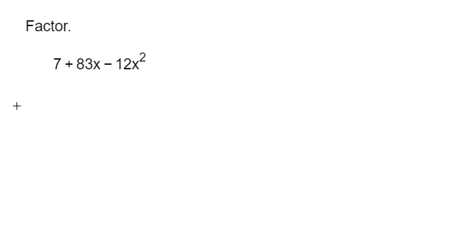So here, what we want to do, we talked about this previously. You want to write this in order from highest to lowest power. So you're going to start with the x squared term. That should go first. It's negative. So I'm going to write negative 12x squared first. Then the plus 83x, because we're going from highest to lowest power. And then the positive 7 will go last.